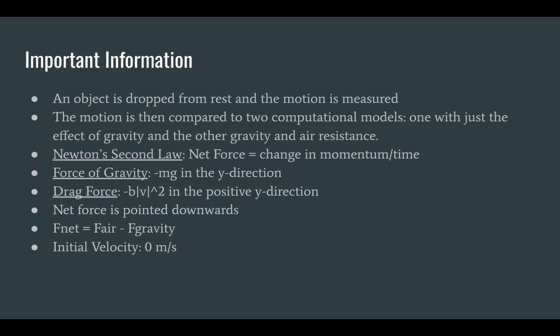A few fundamental principles we need to know: Newton's second law, which says the net force is equal to change in momentum over change in time. The force of gravity is quantified as negative mg, in the y direction. And we have drag force, which is negative b times the magnitude of velocity squared, in the positive y direction. Essentially, when an object falls, there is a point where the force of air opposes the motion, and something called terminal velocity can be reached, where the drag force and force of gravity are equal in magnitude to each other, which causes the acceleration to be 0 and the motion to be constant.